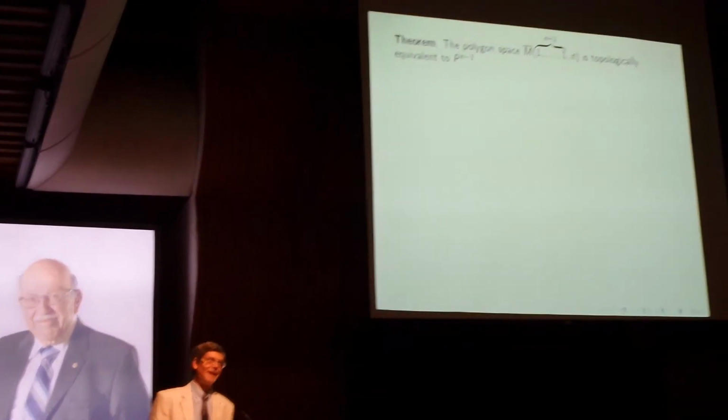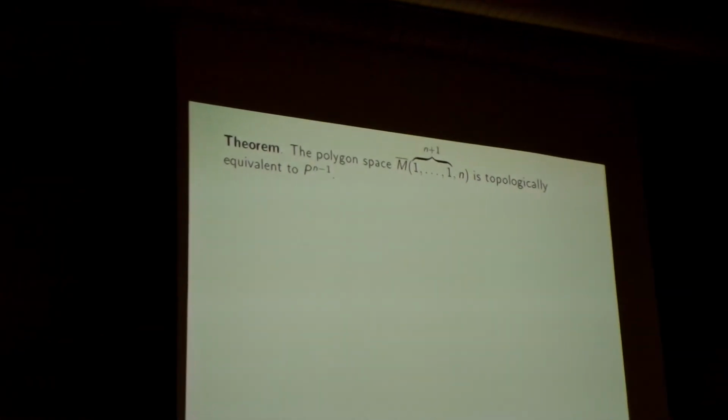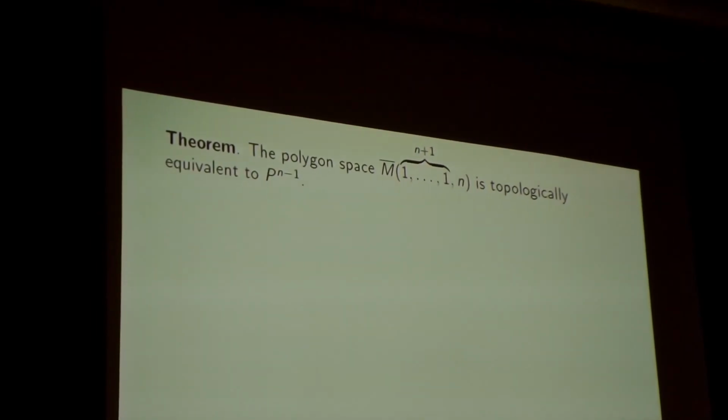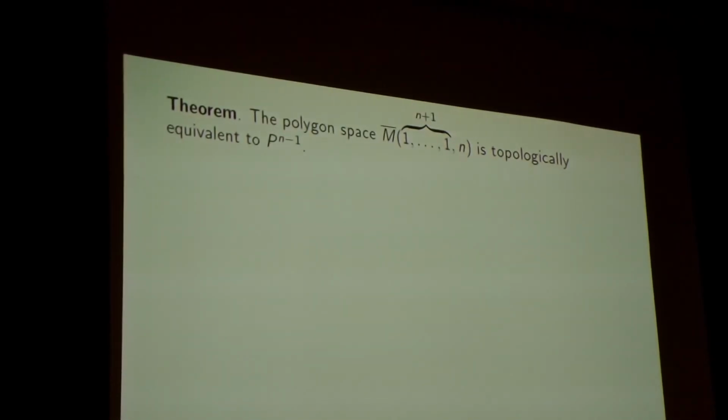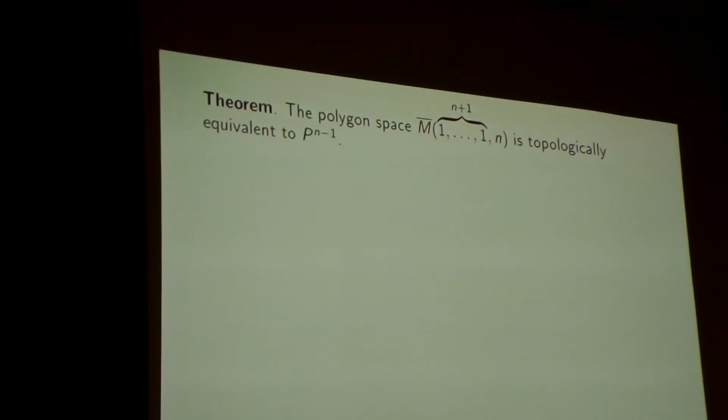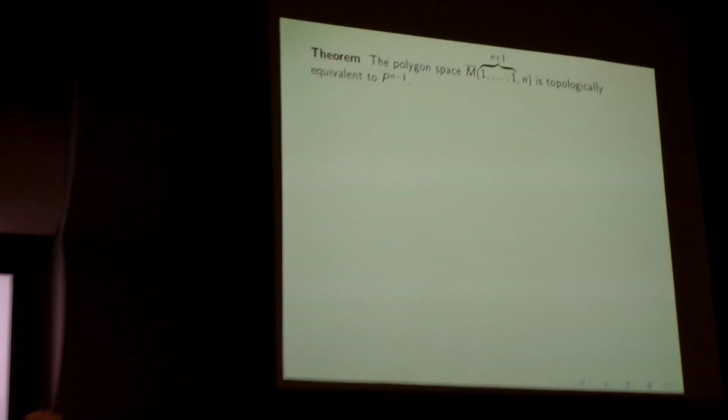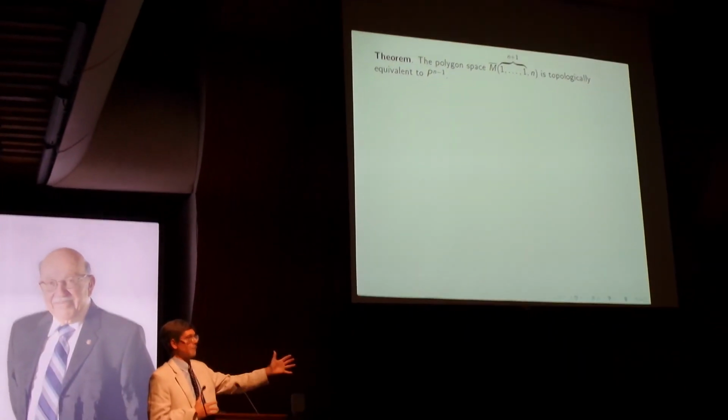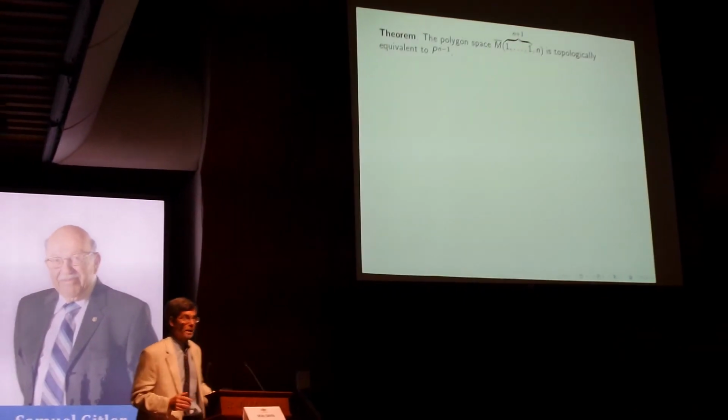On New Year's Eve, I'm happy to say that I realized that if you take the polygon space with all sides of length 1 except for one side, whose length is one less than the number of ones, that space is topologically equivalent to the projective space P^(n-1). I was very excited when I discovered this, because this is the relationship with immersions and real robotics: if you know about the immersion dimension of projective space, then you know about the topological complexity of this space of robots.